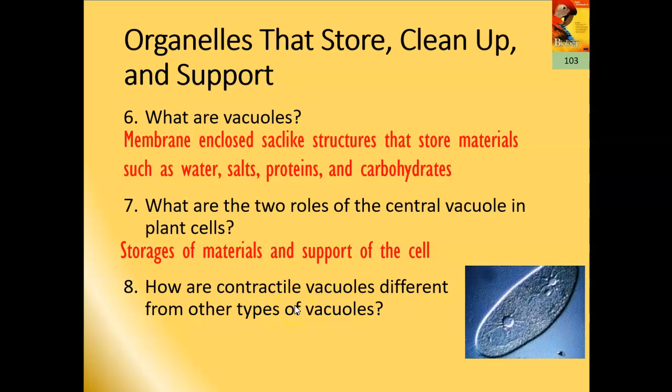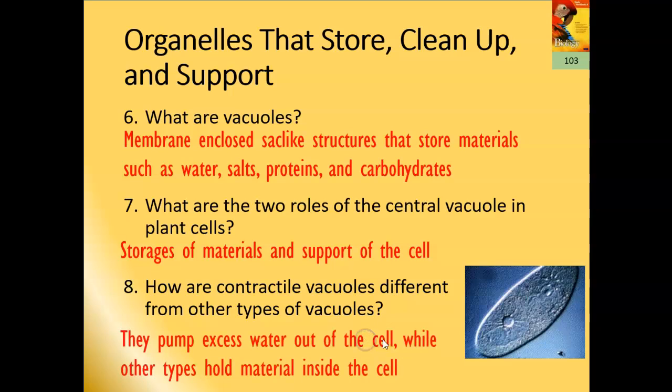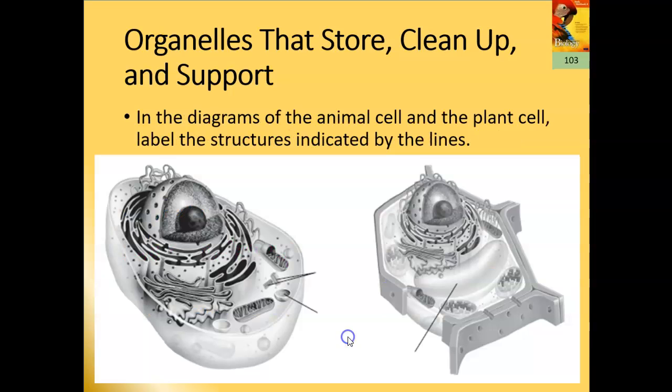And then contractile vacuoles. On the upper right here, you see this little thing getting bigger and smaller. Some cells that are single cells that live in water can have too much water flow into them. So they have to get rid of the water. These contractile vacuoles pump excess water out of the cell, while other types of cells hold material inside the cell. So different functions there.